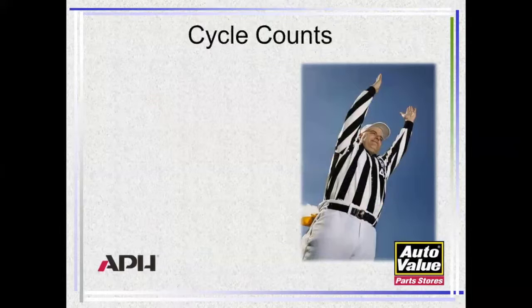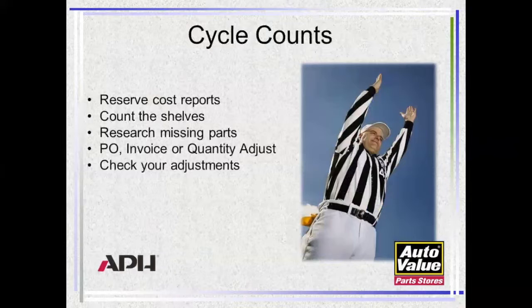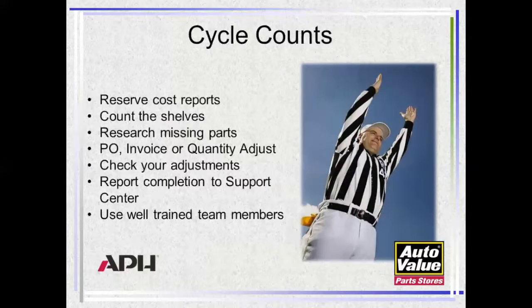Let's recap the cycle count process. First, we have to run a reserve cost report to see all the parts that are on reserve for the line we are about to count. Next, we print a count sheet and count the shelves to the sheet. Research any missing or additional parts. Fix quantities by using POs, invoices, or quantity adjust. Make sure to check your adjustments by printing a parts ledger report. Report the completion of the line code to the support center by using the cycle count icon on the remote desktop. You always want to use well-trained team members to do your cycle counts.